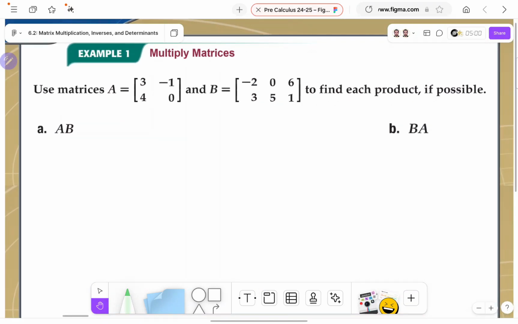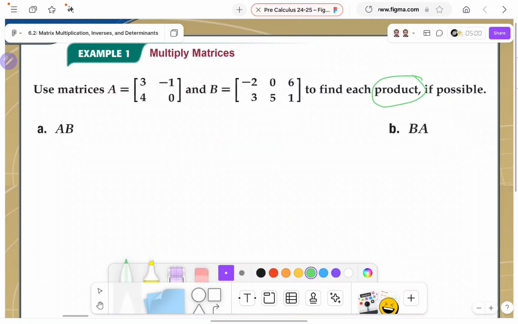Example 1: use matrices A and B to multiply and find each product. Product means multiplication. So the first step is A times B. Matrix A is 3, negative 1, 4 and 0. Matrix B is negative 2, 0, 6, 3, 5 and 1. Then we close. Now let's multiply them.